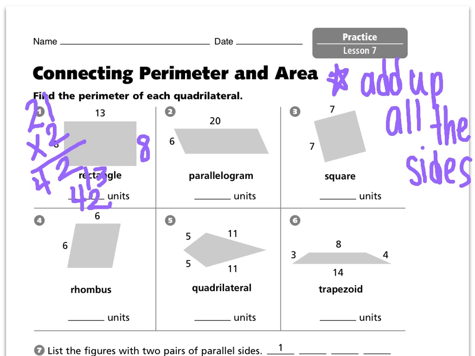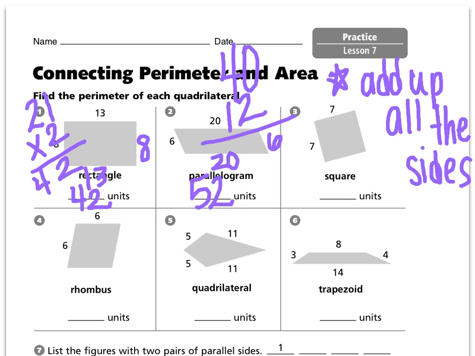For number 2, again, I know that this side is going to be 6 and this side is going to be 20. I know that 20 plus 20 is going to be 40, and then 6 plus 6 is 12. So I have 40 plus 12, and then I know that this is going to be 52 units.